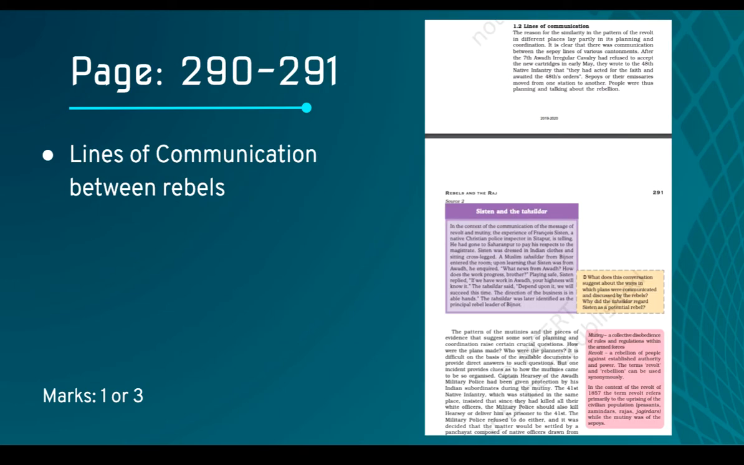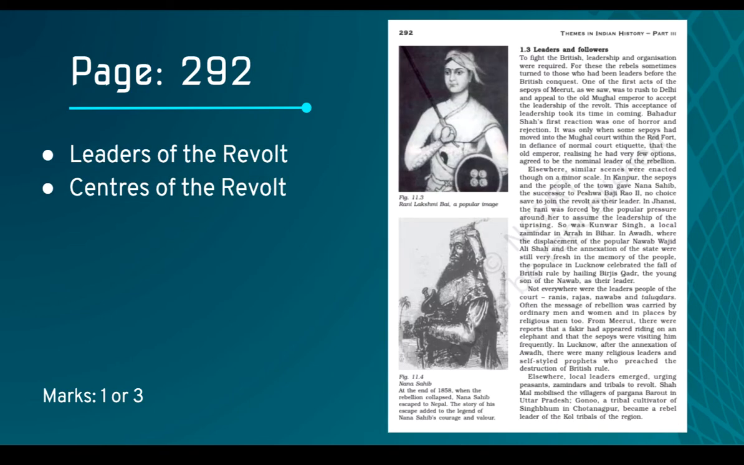Page 290 to 291 contains data on lines of communication between rebels, how it proves that there must have been some kind of planning, and the way that the people communicated. So there are questions of the panchayat, the lotus and the chapatis. So these are questions that may be asked for 1 or 3 marks.